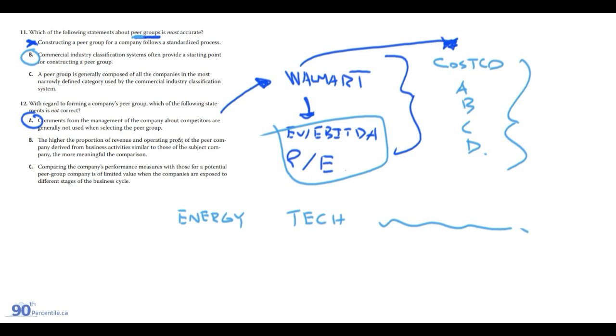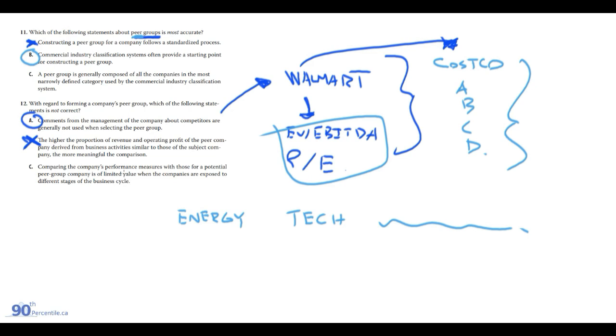The higher the proportion of revenues and operating profit of the peer company derived from business activities similar to those of the subject company, the more meaningful the comparison. Yeah, so this is correct, so it's not the answer. It's kind of what I was saying a little bit earlier, right? You want to have companies with similar operations to make your valuation multiples and your overall comparison more comparable.